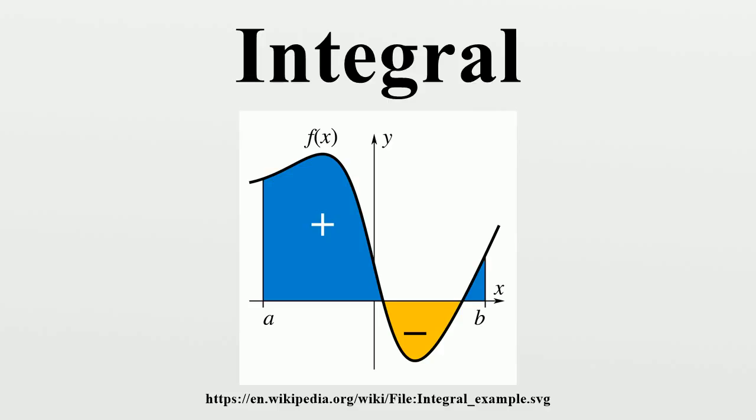Let Δ_i = x_i − x_{i-1} be the width of subinterval i. Then the mesh of such a tagged partition is the width of the largest subinterval formed by the partition: max over i = 1, ..., n of Δ_i.